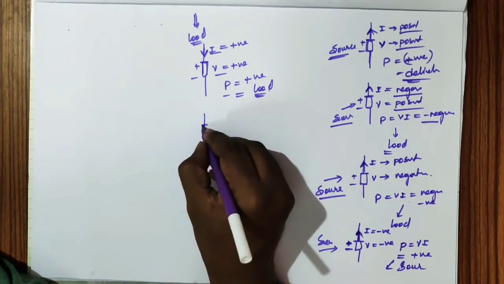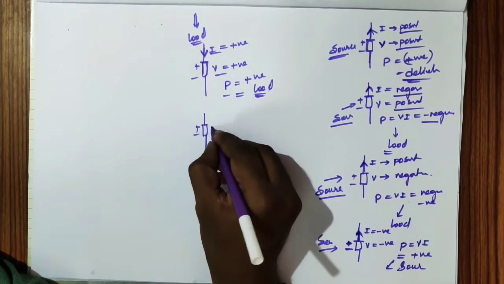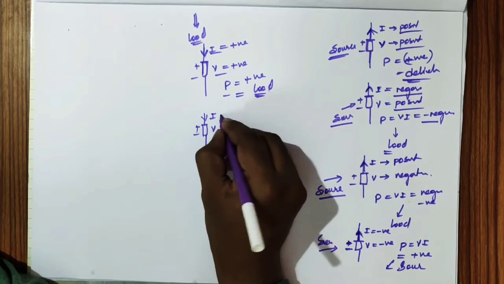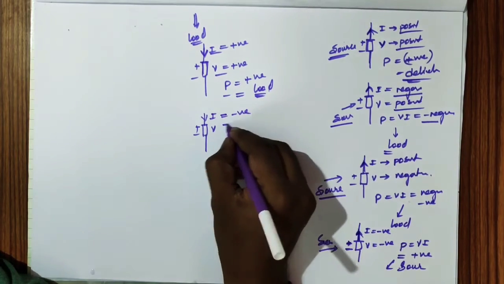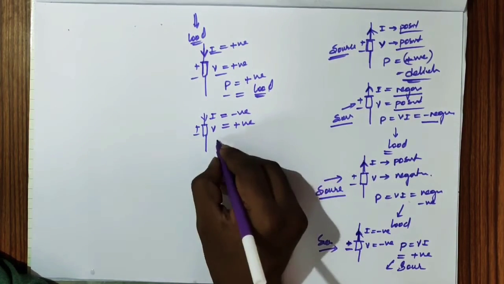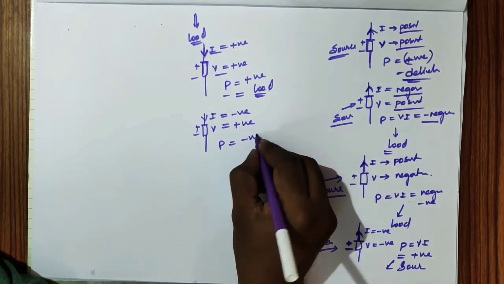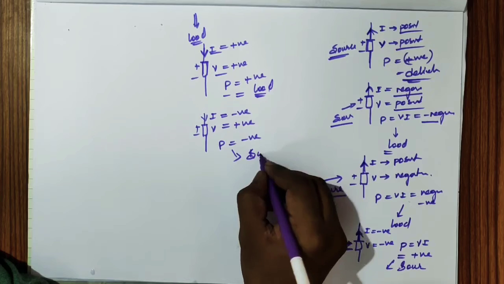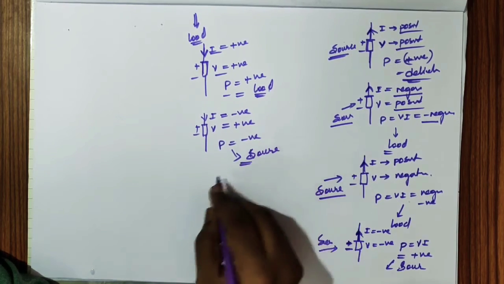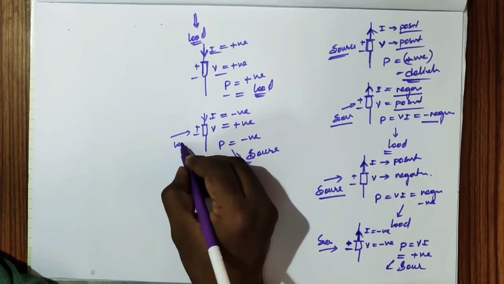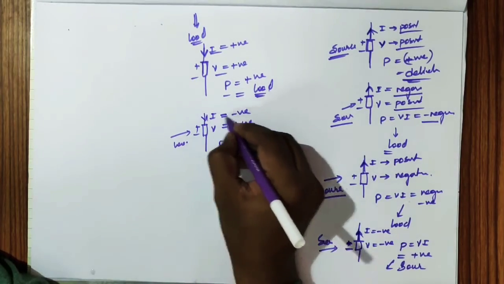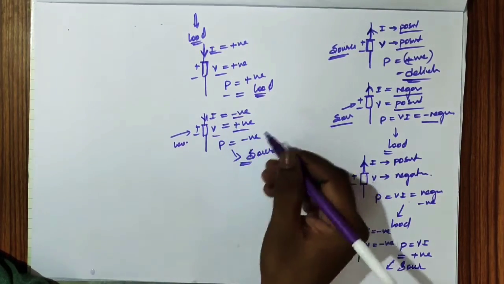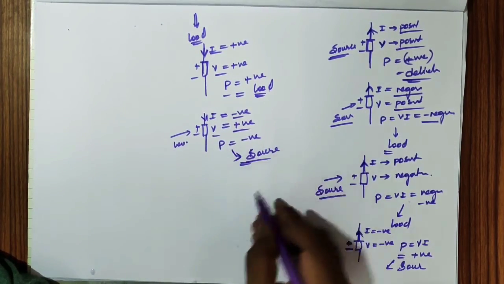Now what about this case: if I have a voltage V and the current is obtained as negative and the voltage is positive, and the power delivered will be positive. Therefore, in this case, it acts as a source. We considered this as a load in our assumption, but the current is obtained as negative and the voltage as positive, therefore it is acting as a source.